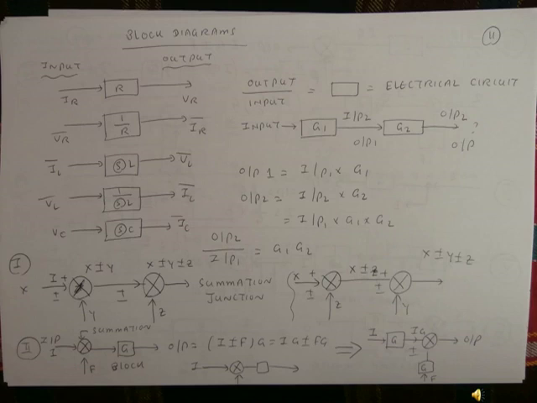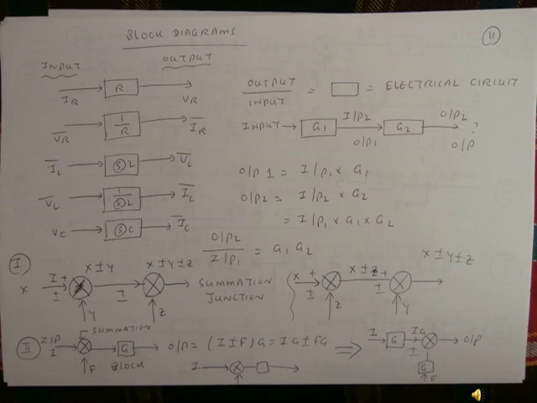The first function is the sum function. H and Y are inserted into the summation point, so the output will be H plus or minus Y. Then you put it through another summation point with Z, so the final output will be H plus or minus Y plus or minus Z. So this is the summation function.